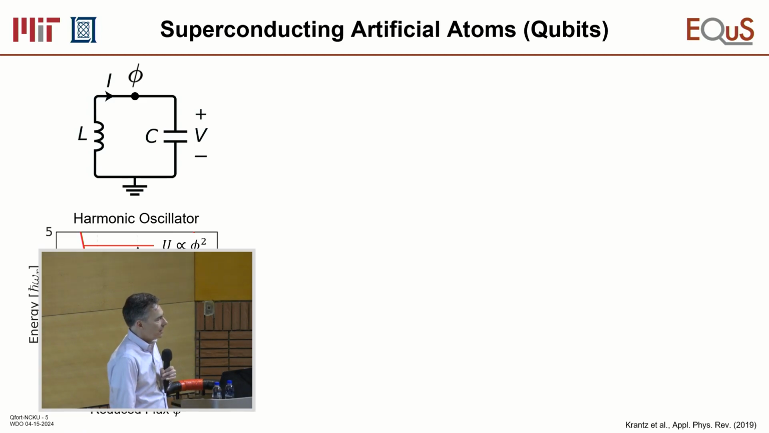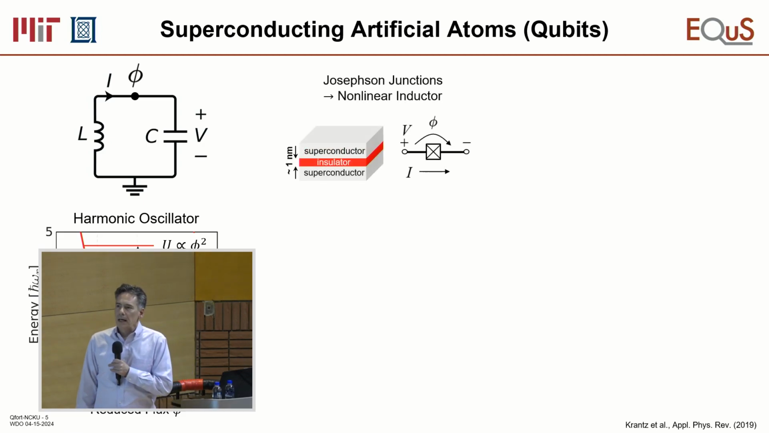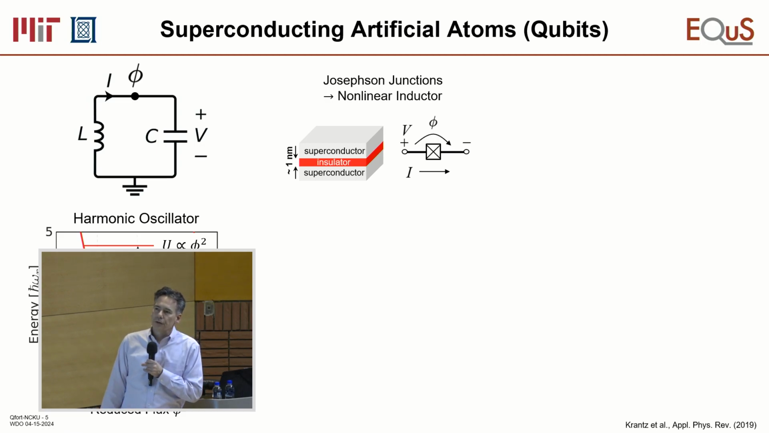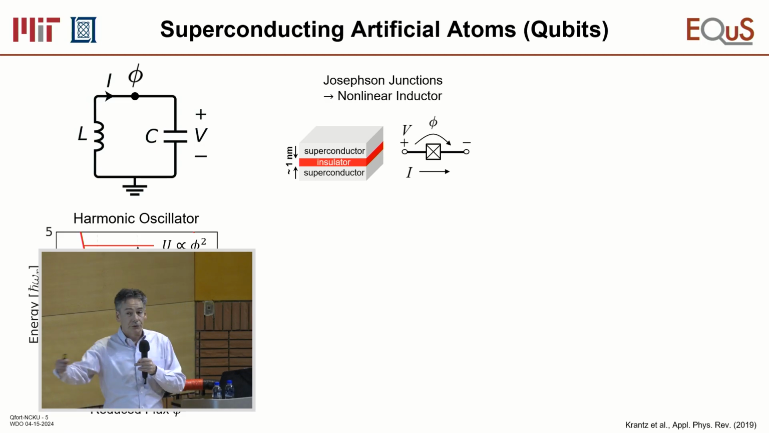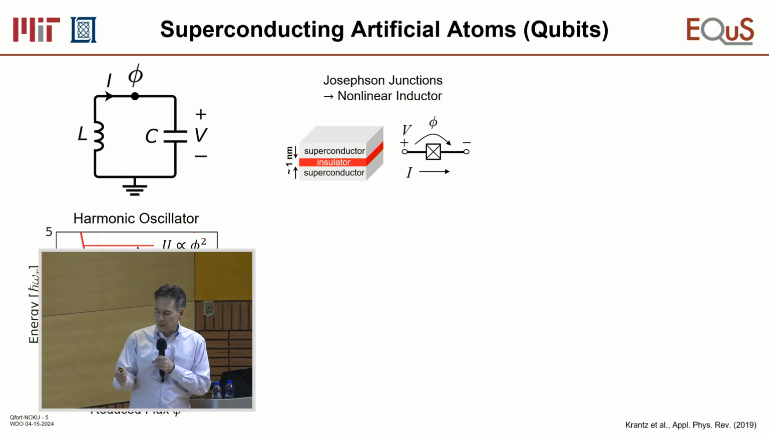They're degenerate. So we need to somehow break that degeneracy if we want to make a qubit. And the way that we do that is to use a Josephson junction. And Professor Chu introduced Josephson junctions this morning. But basically, we're talking about two superconducting leads separated by a thin insulating barrier. And we represent it by this symbol here, a cross.